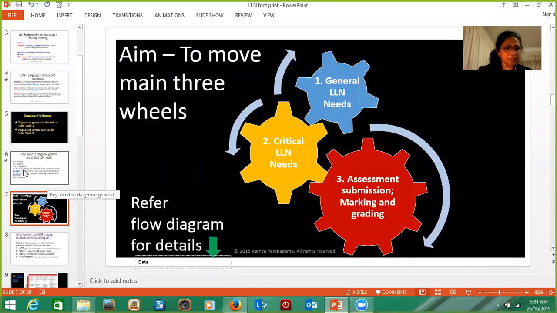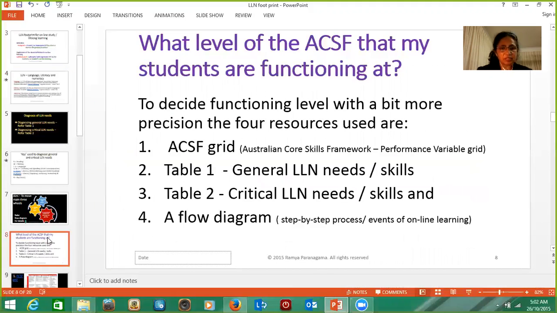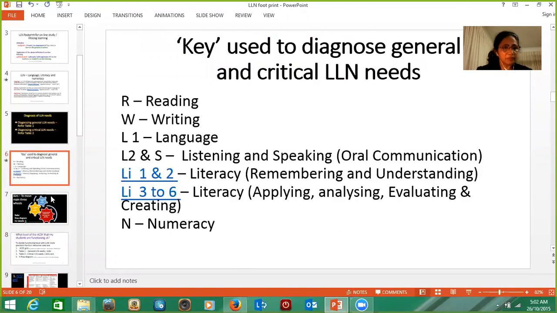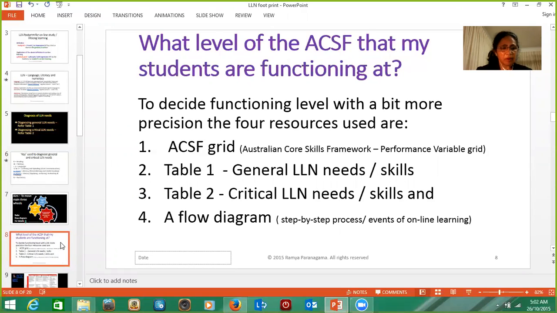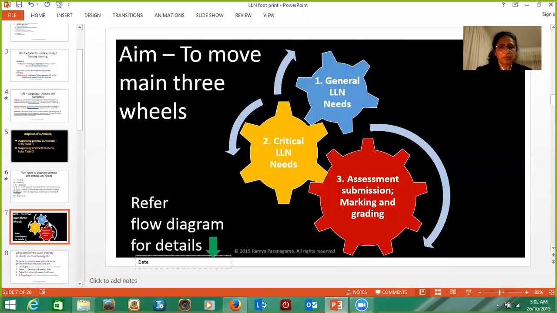Now thereafter, the importance is getting back to the LLN model, the stages. The stages of the LLN model are necessary. So to do that, I'm going to get into table 1 and table 2, right? So there are 3 major wheels involved in this process. That is, the general LLN skills I considered. Then the next one is the critical LLN skills. And the third one is students submitting assignments, going for marking and grading.